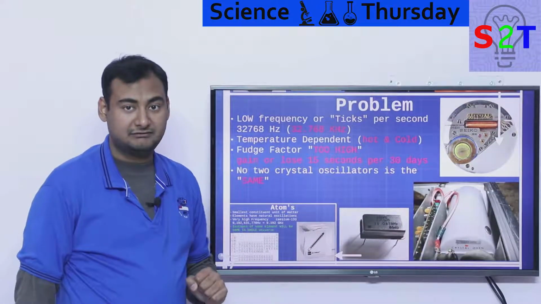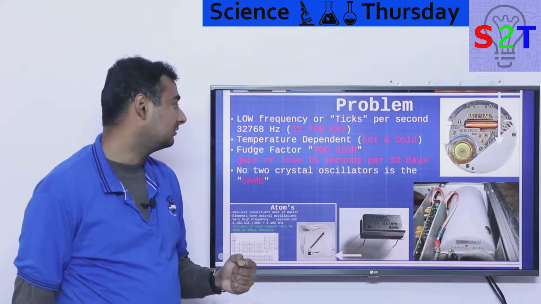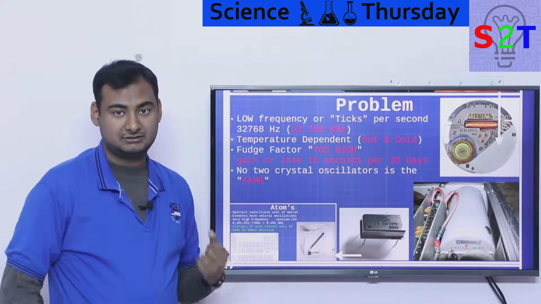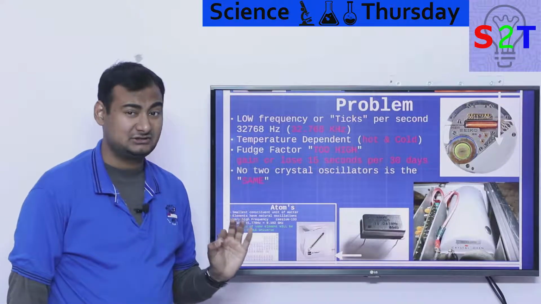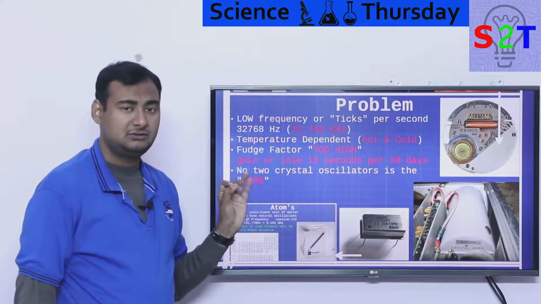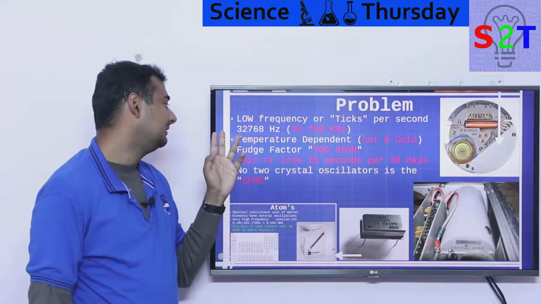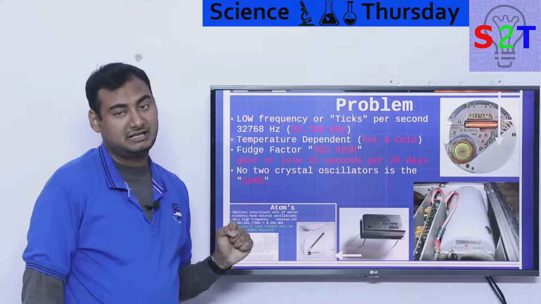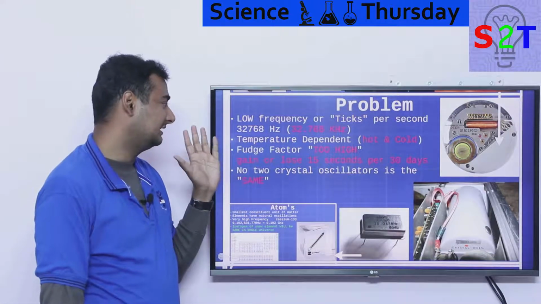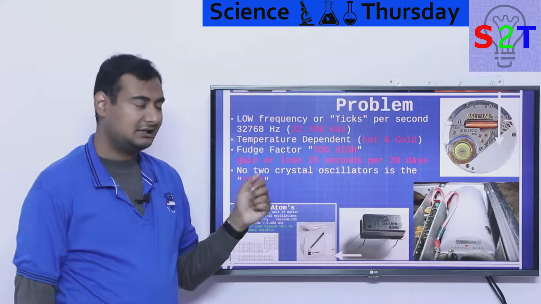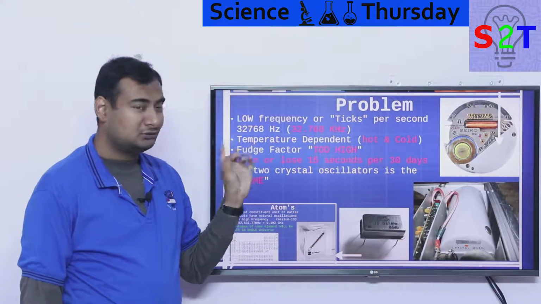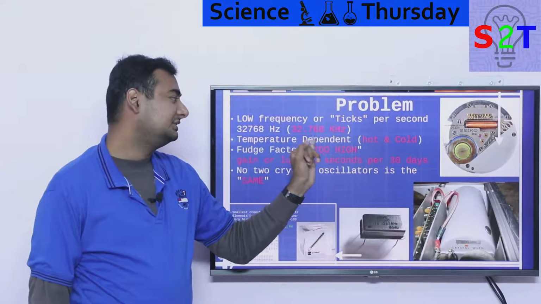So we have oscillators, then why do we have to worry about atomic clocks? Now the oscillators that we have in general normal clocks are very slow. The ticks per second is very low frequency. Basically it only ticks 32,768 times per second. Now I'm like, okay, that's a lot. Now that's not a lot. I will ask you to remember this. That only translates to 32 kilohertz.